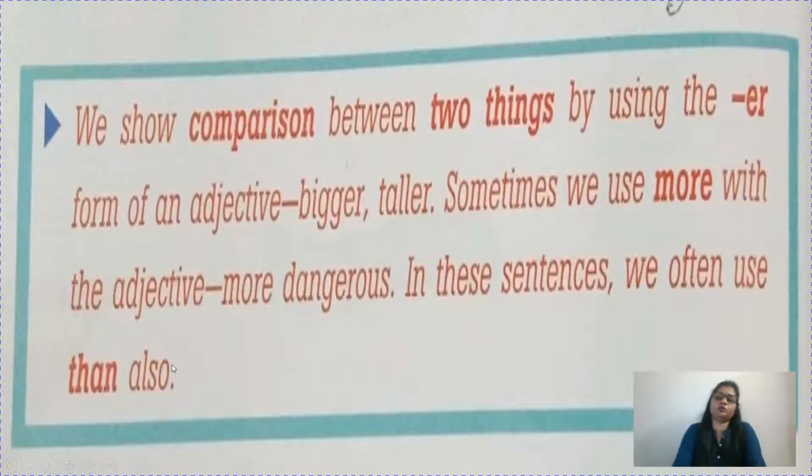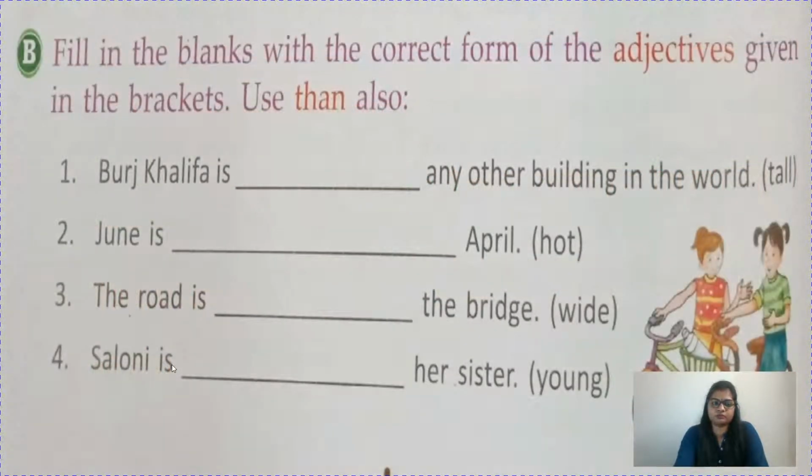See children, I am telling you one thing: big, bigger, biggest; small, smaller, smallest. But there are words where we have to use more and most, like beautiful, more beautiful, most beautiful; famous, more famous, most famous. You cannot write beautifuler or beautifulest, wrong. You have to use more and most there. Okay, now let us do the book exercise.